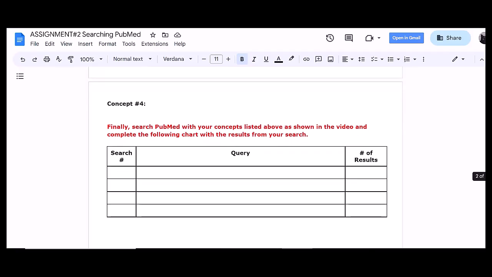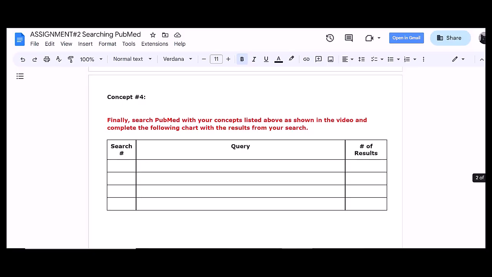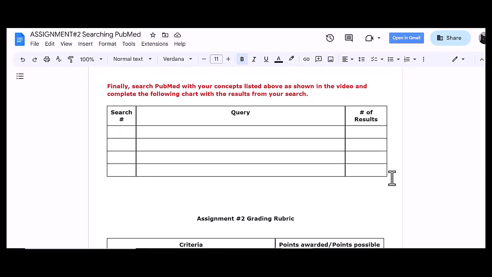What I'm asking you to do here is just shown in the video. Give me your search number. Your query is what you actually put in for the search and the number of hits that you got, number of results. That means that your last search entered in here is going to have all of your concepts combined with and. And being able to set your delimiters, that would be helpful. And then you're going to record the number of results, and hopefully you'll get somewhere in the realm of about 25 or so. That's kind of a goal to shoot for.